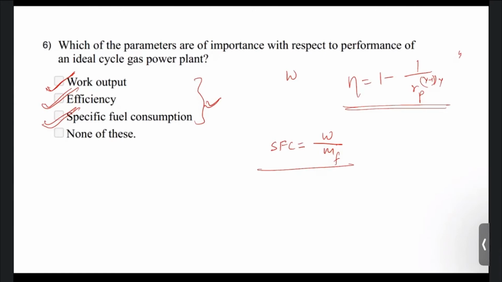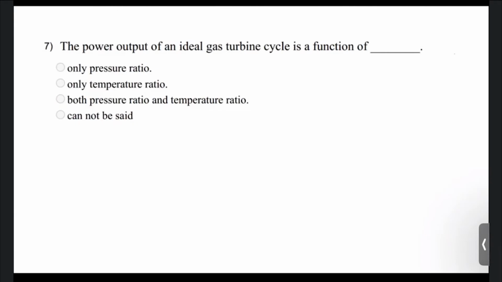Now the next question is, the power output of an ideal gas turbine cycle is a function of. So here power means the work. Okay, so they are talking about work. Yeah, so you know the work W is given by Cp, the temperature T4 minus T3.